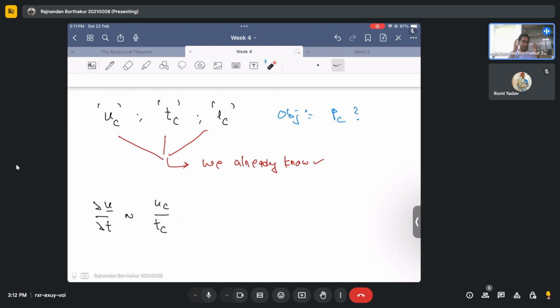This, as I said, just gives you a ballpark figure of how this ∂u/∂t term would scale. It's like what would be the rough estimated order of magnitude of this term ∂ū/∂t̄, and it just scales as Uc by Tc. That's it.